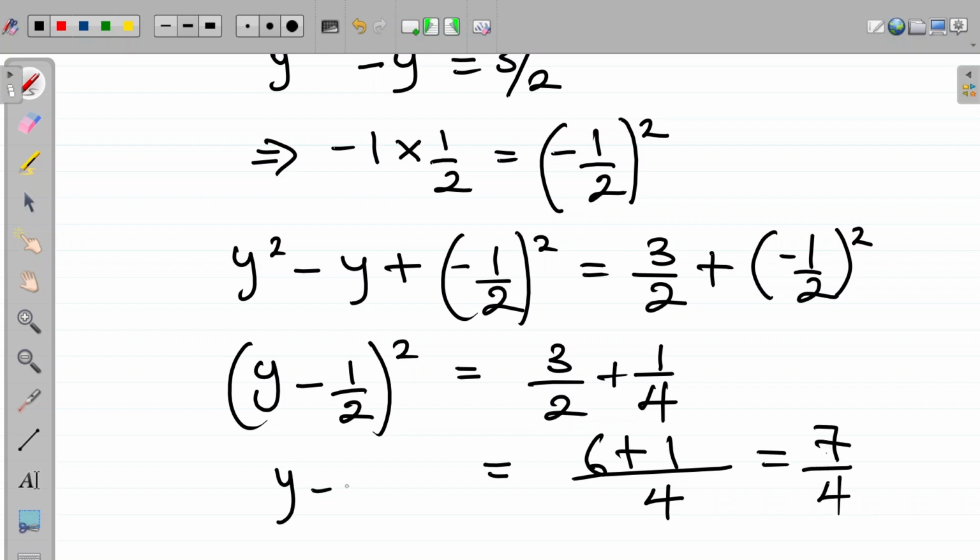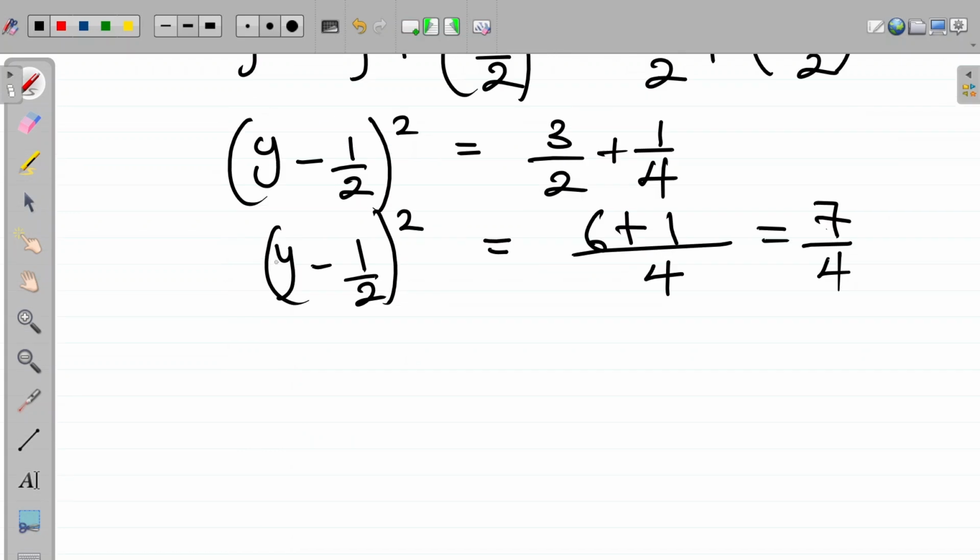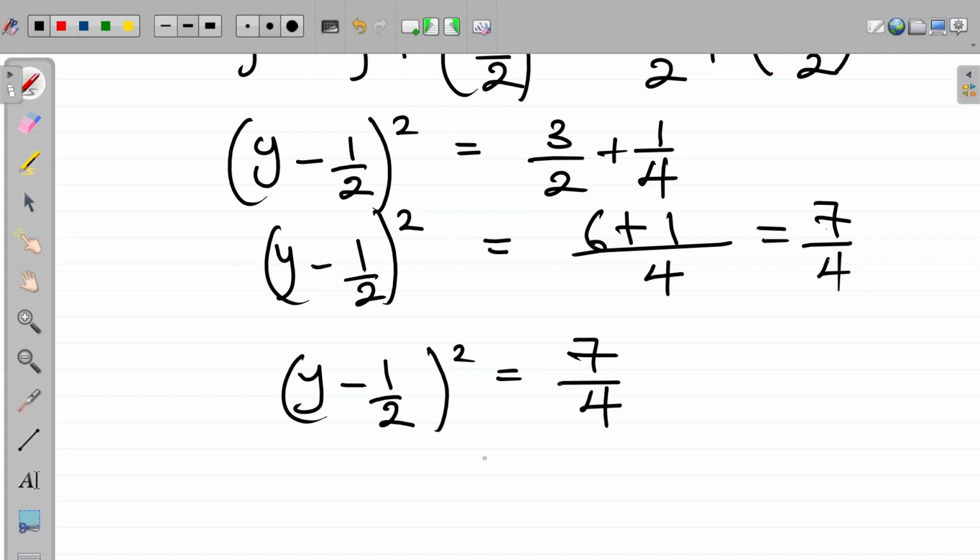So we have y minus 1 divided by 2 all squared on our left hand side. So our equation is now simplified to be (y minus 1 divided by 2) all squared equal to 7 divided by 4.